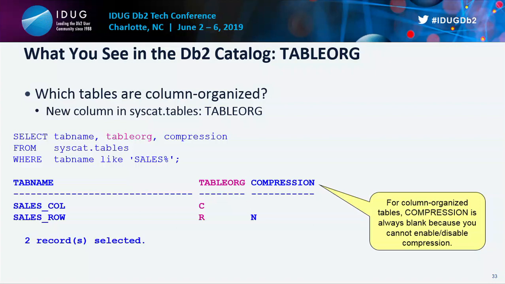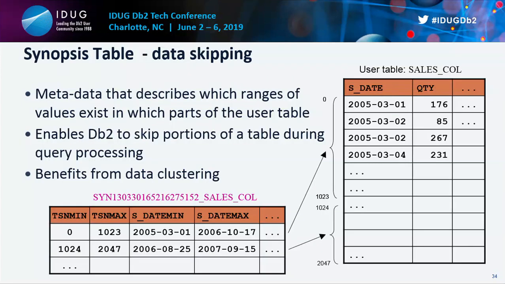And then the note is, for columnar, it doesn't comment on compression because the answer is just yes, it is compressed. Whereas here you can have no, and I think it's static, and I can't remember what A stands for. The synopsis table, so data skipping.